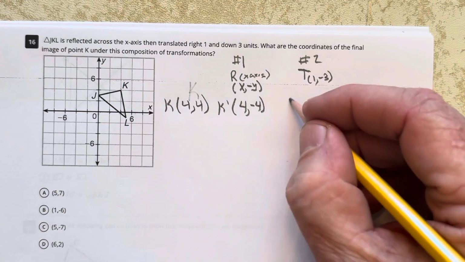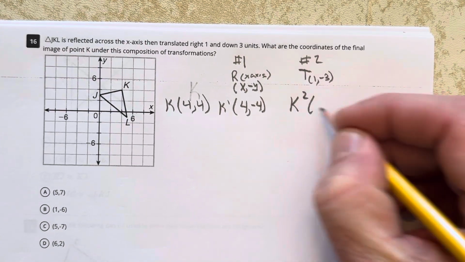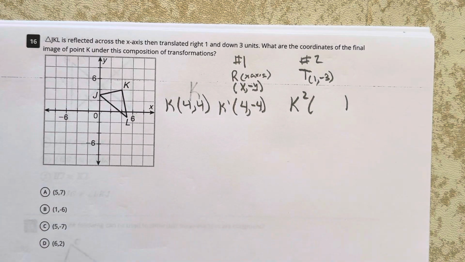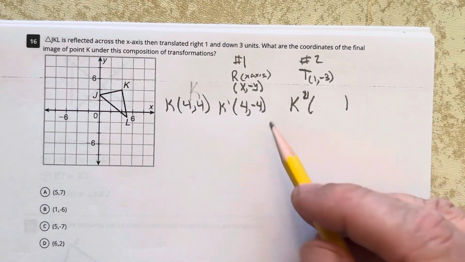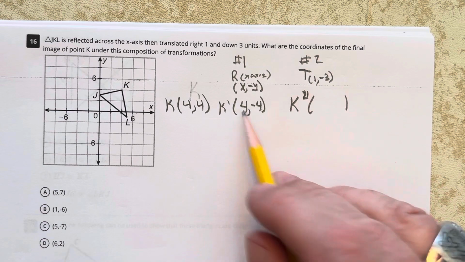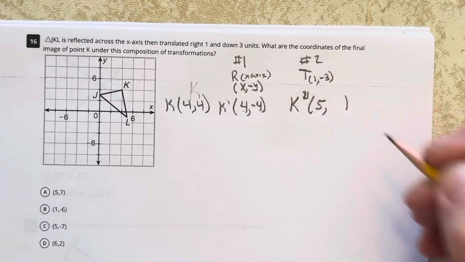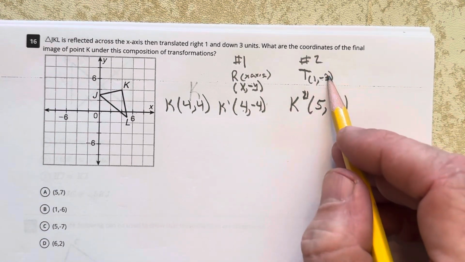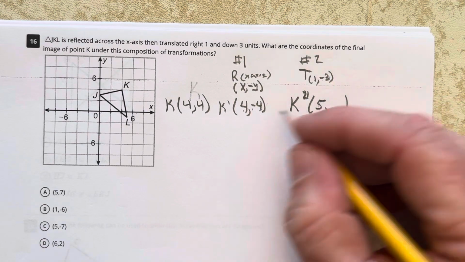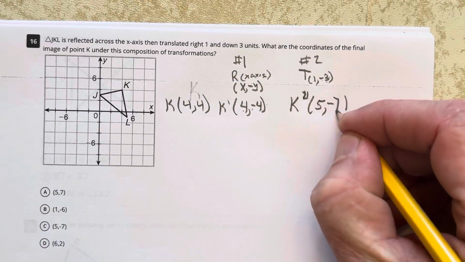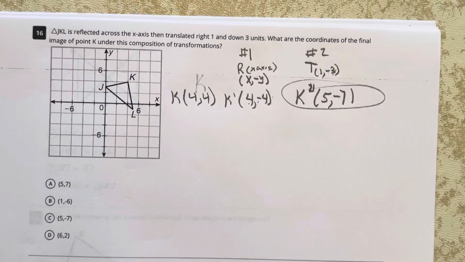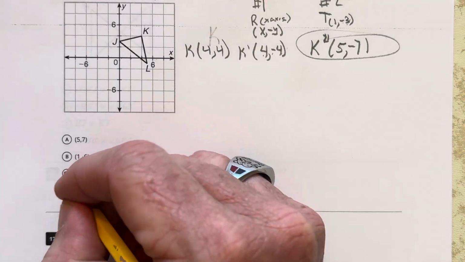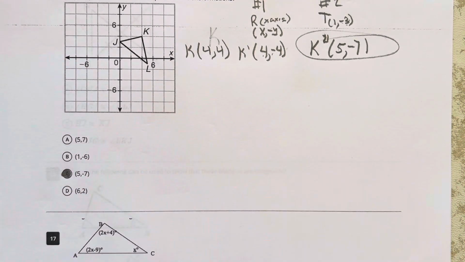Now I'm going to apply my translation. So my second movement, my translation, right? Sorry, two primes, two little dots. I put a number 2 instead of putting the 2 lines. I'm going to increase my x value by 1. So that's going to be a 5. And I'm going to decrease my y value by 3 because I'm going to go down 3. I was at -4, go down 3 more. That puts me at -7. My final location for K is at 5, -7. And that is actually answer letter C. Okay? All right. I'll see you on the next one.